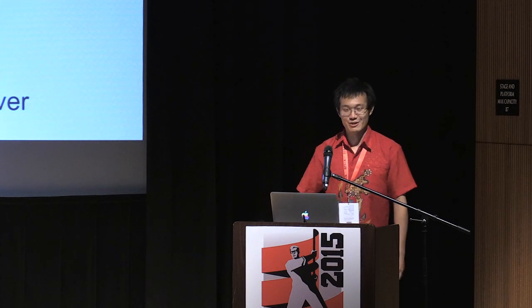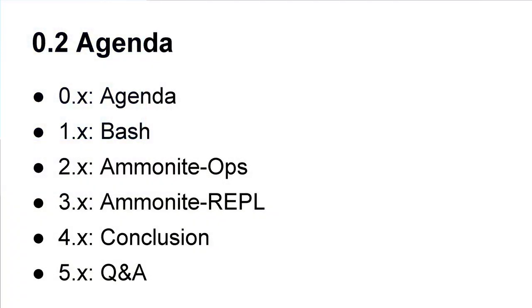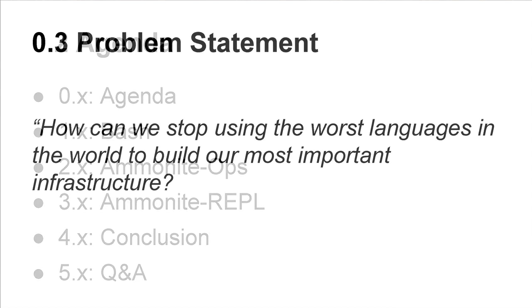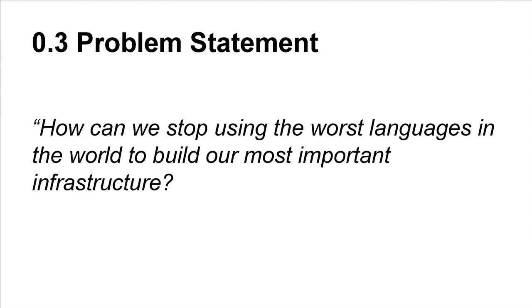But today's talk is not going to be about Scala.js, nor is it going to be about developer tools at Dropbox. So today's talk, where the agenda is more or less spelled out here, is meant to answer the following question. How can we stop using the world's worst language to build our most important infrastructure? So what does this mean?